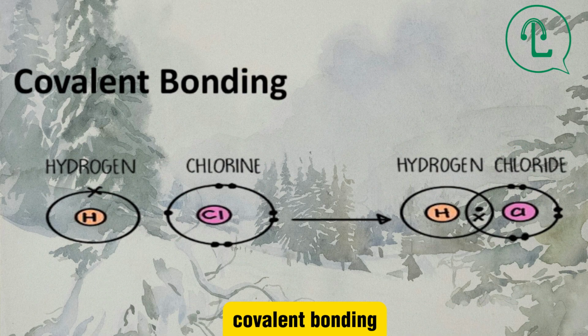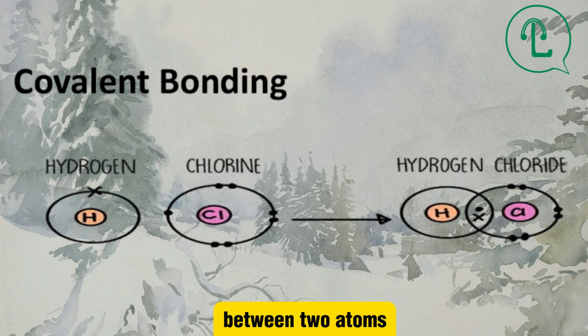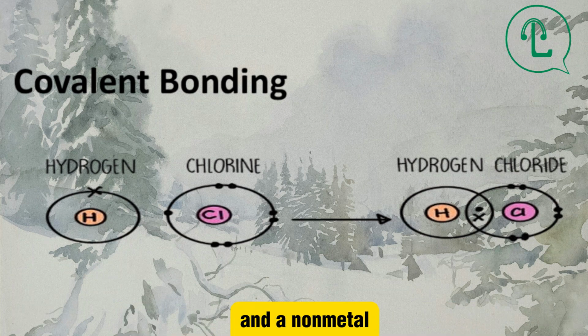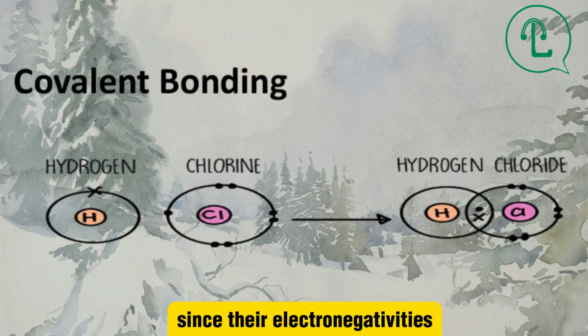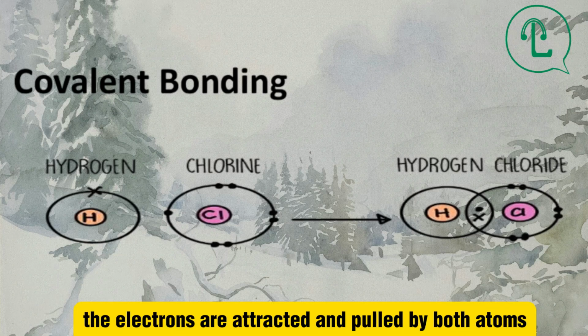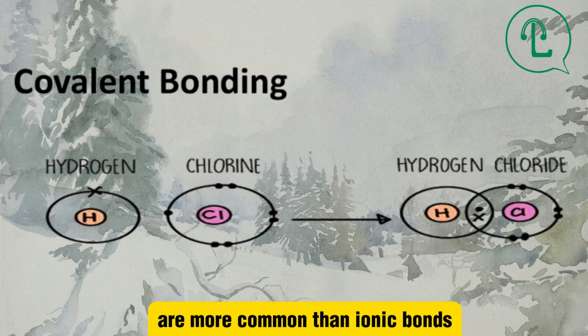Covalent bonding. Covalent bonding is the process of sharing of electrons between 2 atoms. The bonds are typically between a non-metal and a non-metal. Since their electronegativities are all within the high range, the electrons are attracted and pulled by both atoms' nuclei. Covalent bonds are more common than ionic bonds in the molecules of living organisms.